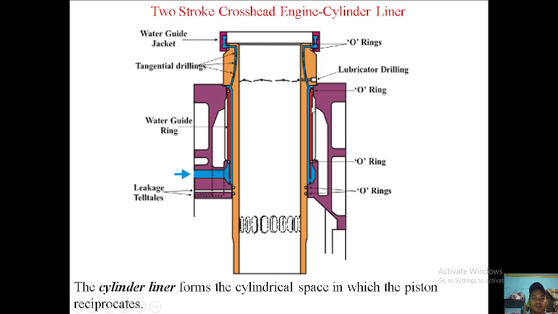Inside this drill. Okay. And then this part of the liner is thickened, since this is where the combustion will take place. So this is the combustion chamber. So since the pressure here is higher, the metal in the liner is thicker than the rest, and there are tangential drillings so that the cooling water can penetrate deeper inside the liner.